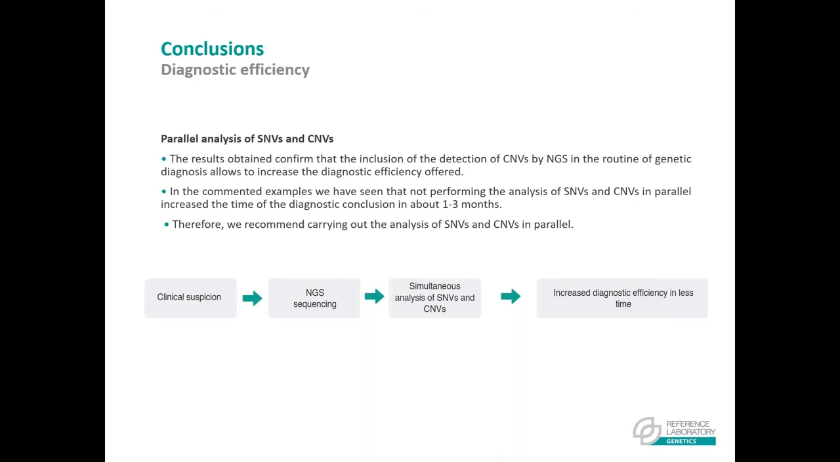Therefore, with our experience and for all that was commented in these slides, our final conclusion is not only the recommendation on performing the copy number variants in the non-conclusive analysis of single nucleotide variants, allowing a greater diagnostic efficiency. It's performing the analysis of single nucleotide variants and copy number variants in parallel. Since in many of the cases shown, it took months or years to obtain the final diagnosis. With the analysis in parallel, an increased diagnosis efficiency is obtained in less time.